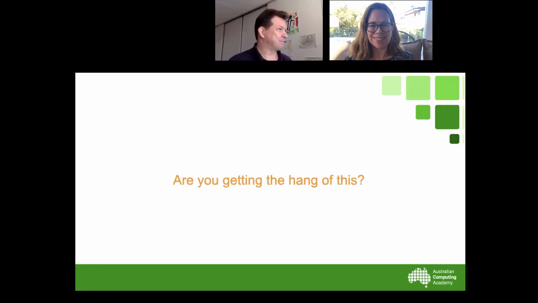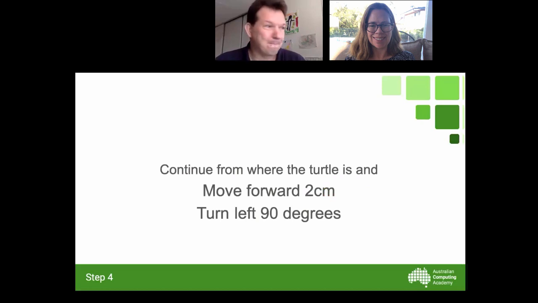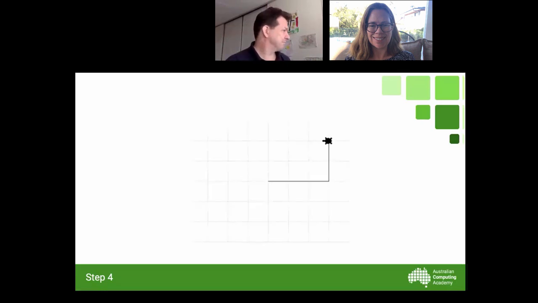Okay. Are we getting the hang of this? I think we are. I've got a good feeling from the messages I'm seeing in the chat, everybody. So remembering that we've just turned, our next step: move forward. There are two instructions here. Move forward by 2 centimeters, and then turn left another 90 degrees. Okay. Let's have a look and see where that's got us to now on our page. Wow. Okay. So you can break it down. You can see we turned and then we moved forward the way the turtle was looking by 2 centimeters. And now he's turned left again.